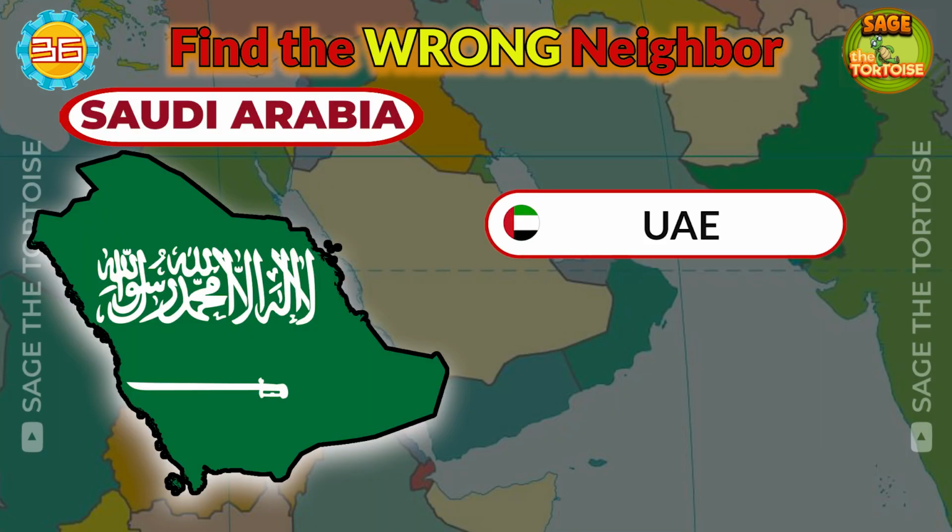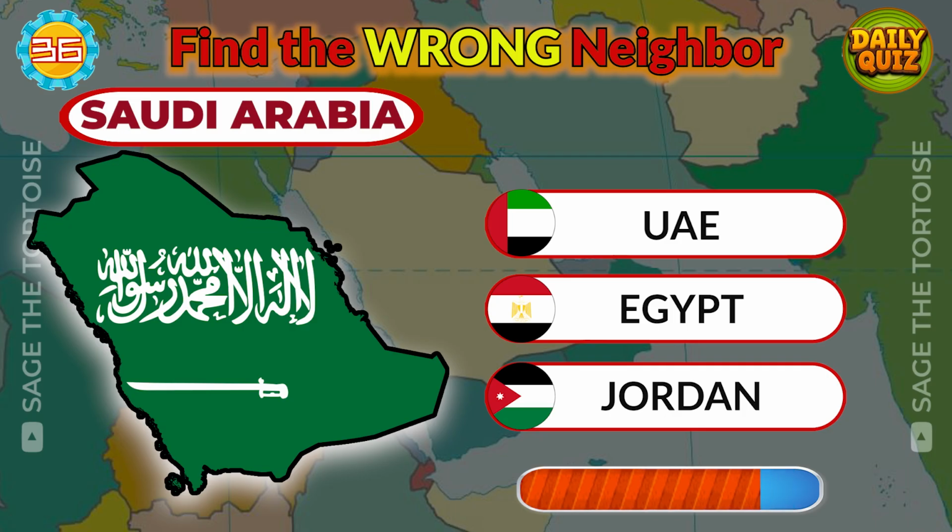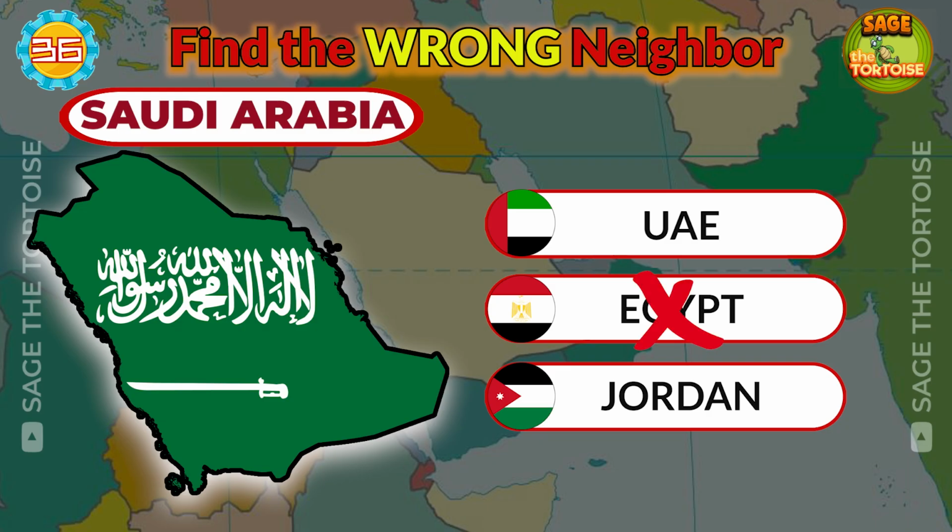Saudi Arabia borders the UAE, Egypt, and Jordan. Which one is wrong? The answer is Egypt.